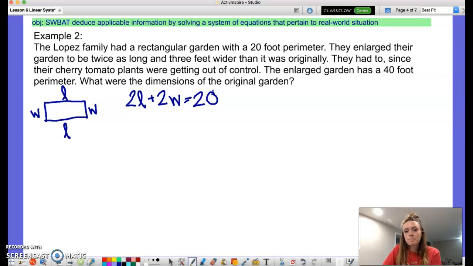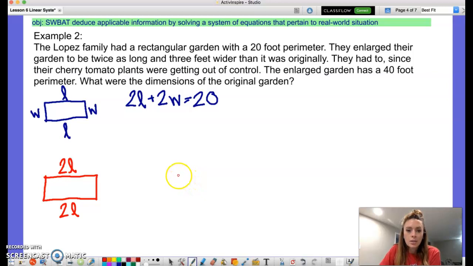That's what we know. Now, they enlarged their garden to be twice as long. So now their new garden is 2 of these, right? So now we have 2L. And if it's twice as long on that side, then that means it's twice as long on this side, right? And 3 feet wider than its original. So that means it's going to be W plus 3 over here and W plus 3 over here. Okay?